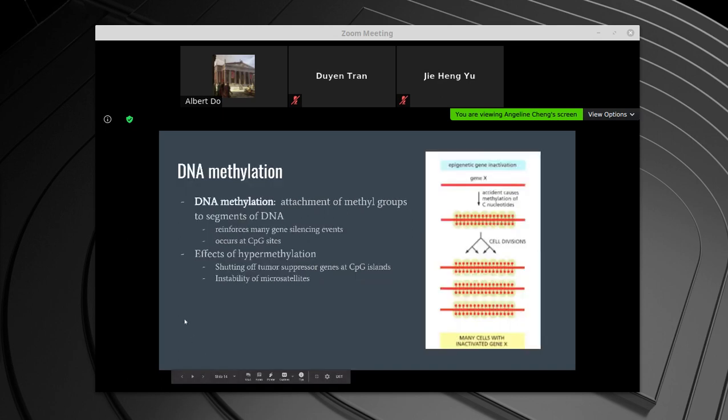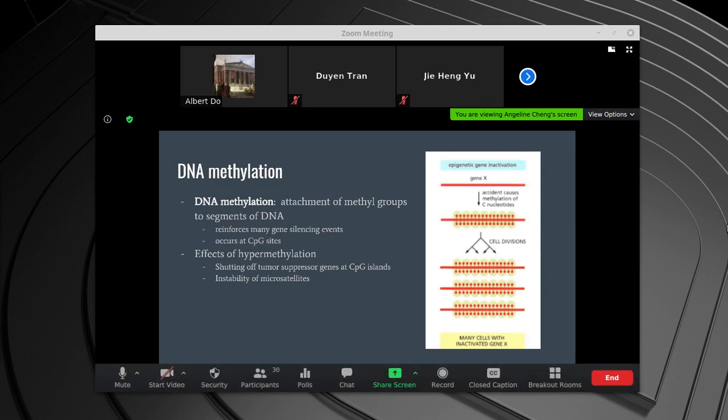And the third epigenetic change is DNA methylation, which is the attachment of methyl groups to segments of DNA. The addition of methyl groups reinforces many gene silencing events, which can cause normal cells to become cancer cells. So, in a normal cell, these CpG islands are not methylated, but in a cancer cell, we often see the hypermethylation of CpG islands, which undo the work of tumor suppressor genes.